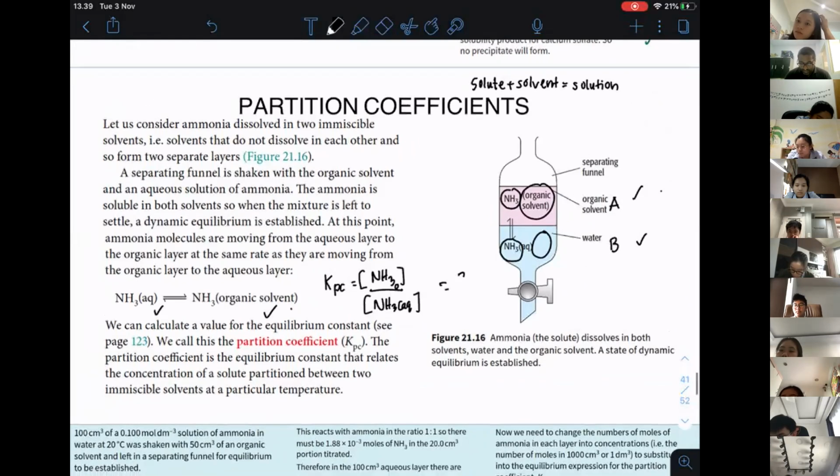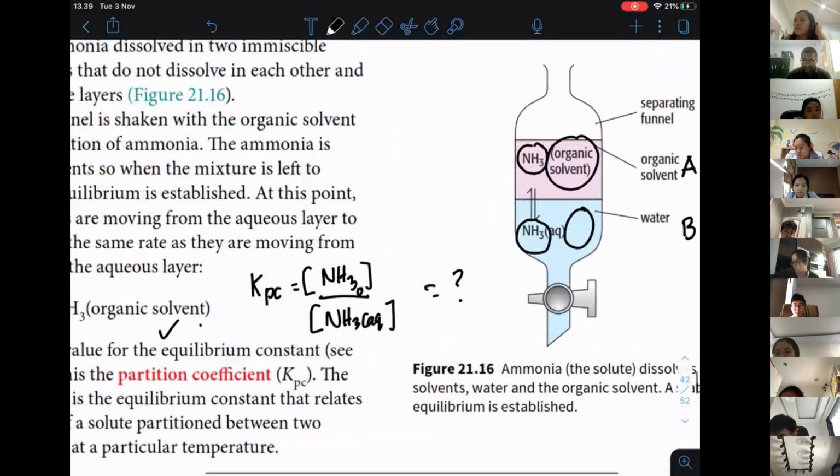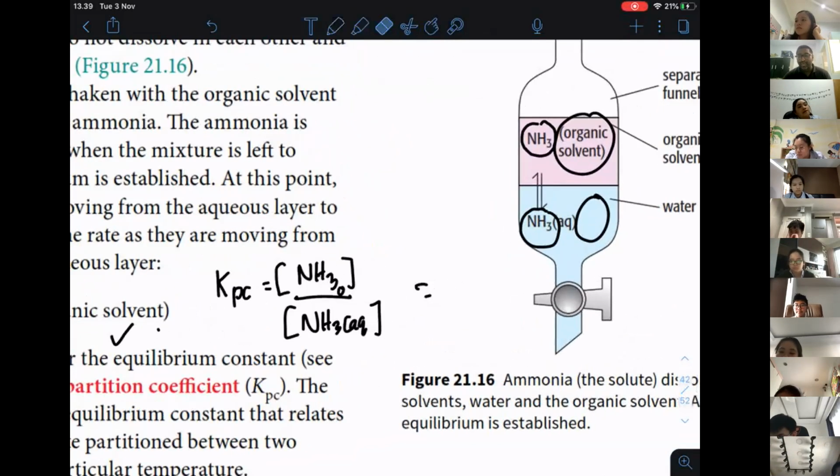And this value that we get will determine something. For example, if you have an equal amount of ammonia concentration in organic solvent and in aqueous, you will get a value of 1. Just imagine the concentration is 0.5 here and 0.5 over here, so 0.5 divided by 0.5 is 1. But what happens if you get less than 1? What does it mean?